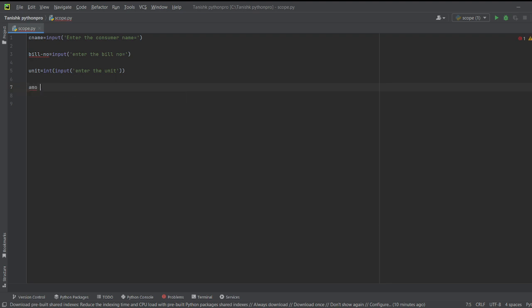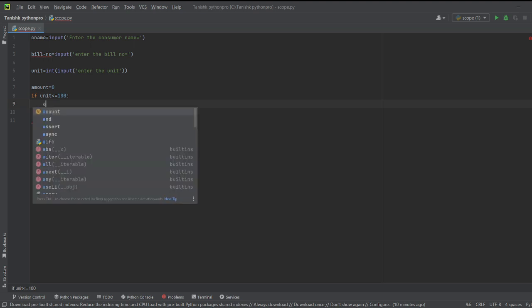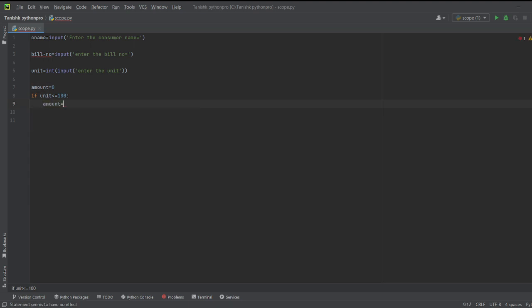Amount is equal to 0. Now next line, if unit is less than or equal to 100, amount is equal to 500. Oh, sorry, amount is equal to 500.